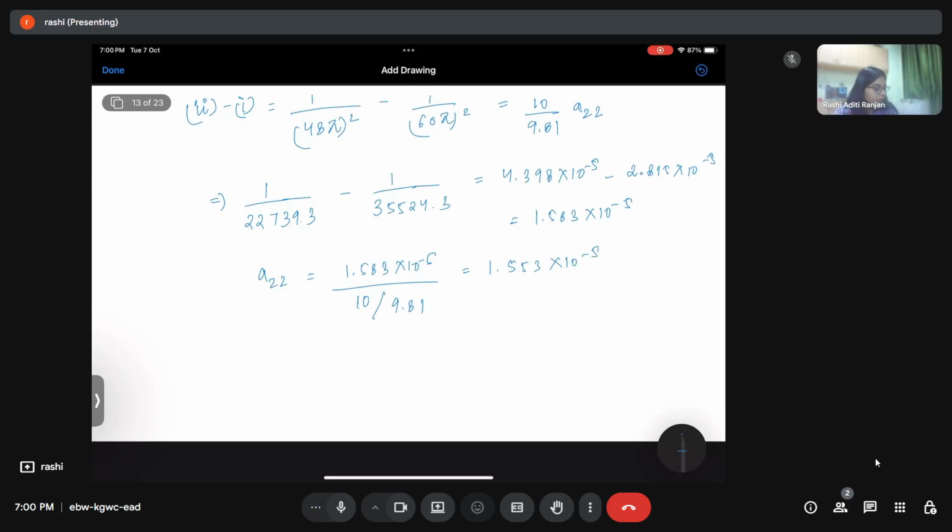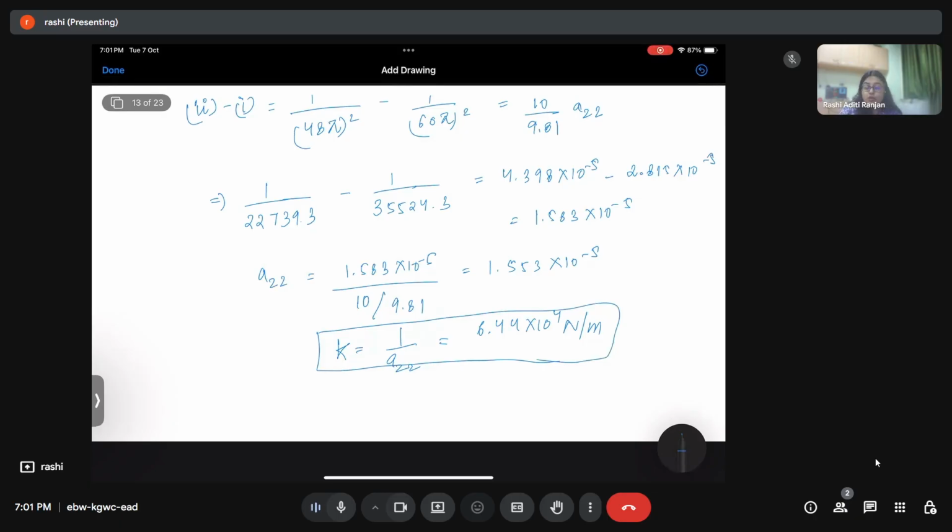Now, from A22 we can evaluate the value of stiffness also, right? So stiffness K is going to be 1 by A22, which is 6.44 into 10 to the power 4 Newton per meter. Okay, I hope this is clear.